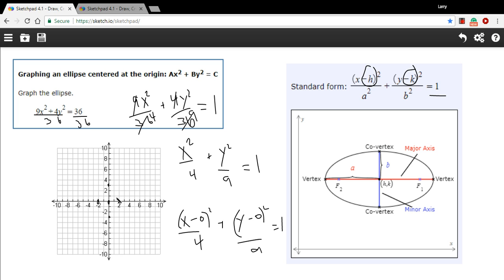And there we have our vertices and our center, so we can just try to sketch in our ellipse as well as we can. And there we go. So that is how to graph an ellipse when it's not given to you in standard form.